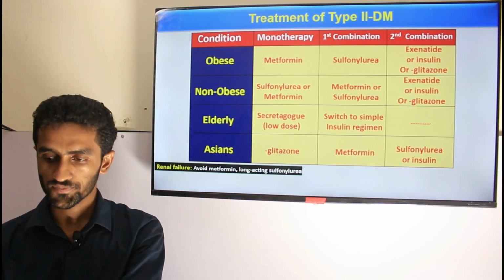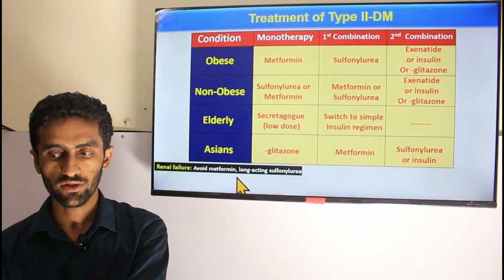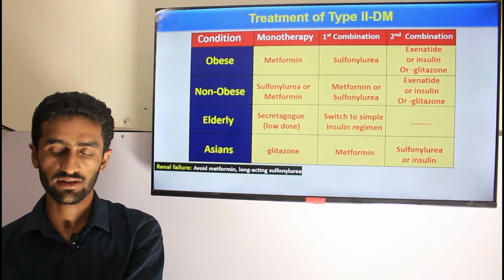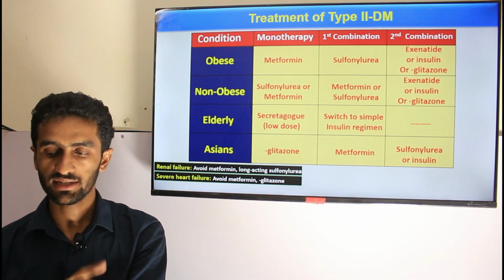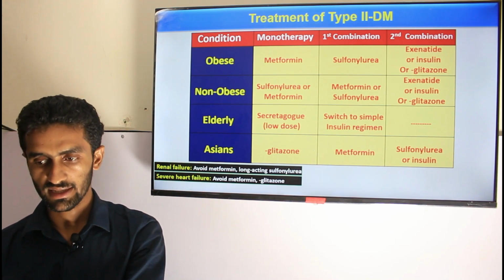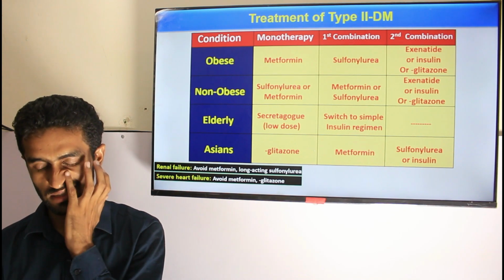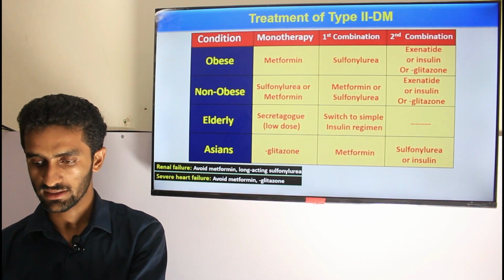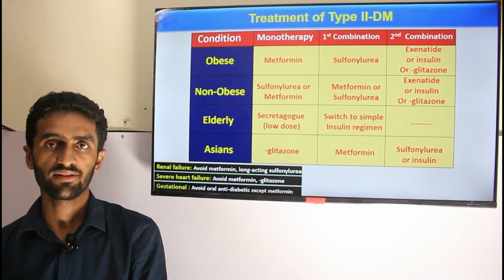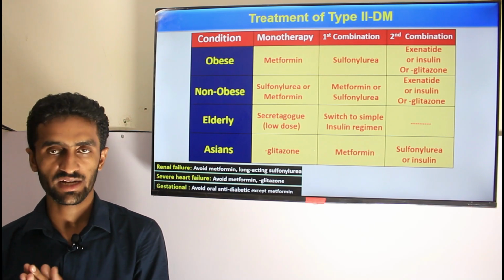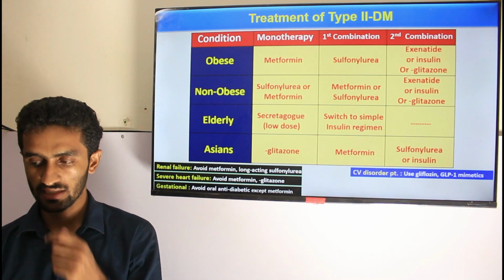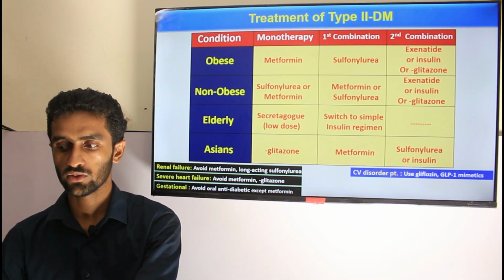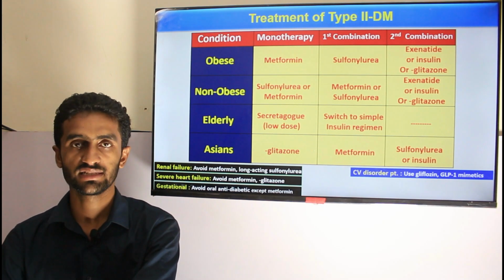So in renal failure, you should avoid the metformin and the long-acting sulfonylurea. And in the severe heart failure, avoid the metformin as well as the glitazones, because they cause the edema which increases the heart failure effect. And in gestational, avoid most of the oral antidiabetics except the metformin, which can be used. And in the cardiovascular disorder patient, you go for the gliflozin and the GLP-1 mimetics.